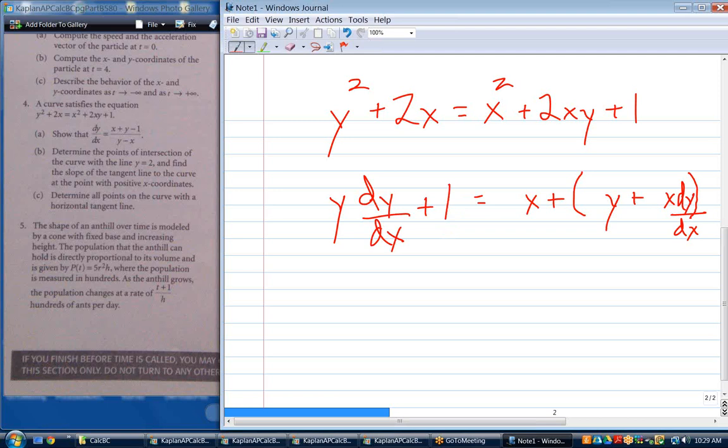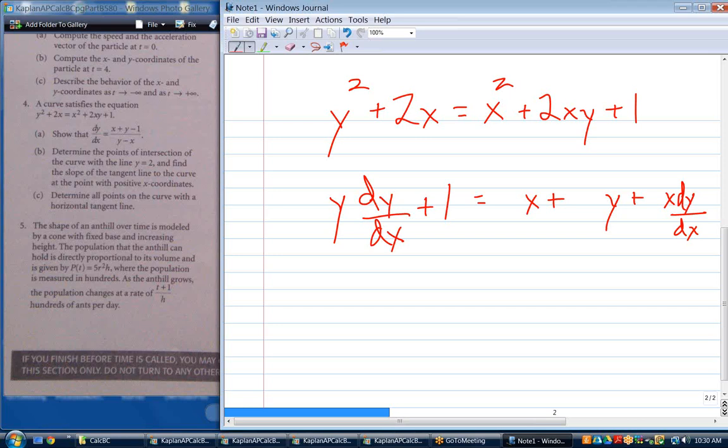Okay, so then you would have y dy dx over x dy dx. No, not, yeah. Hold on. The next step I can do is get rid of those parentheses. They're not needed. Okay, now we have an algebra problem. Strictly algebra. How do I solve for dy dx?